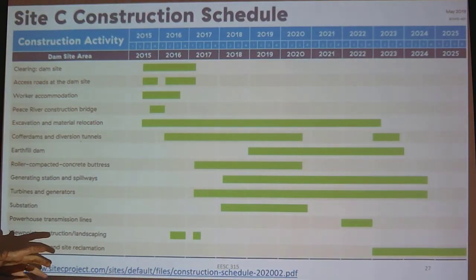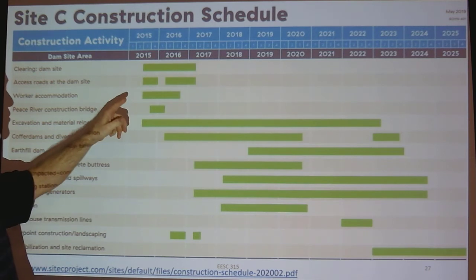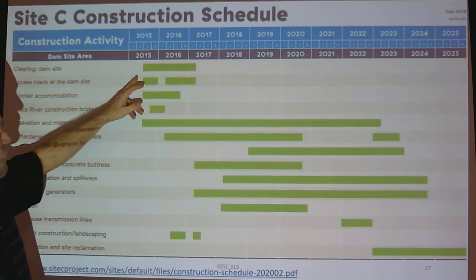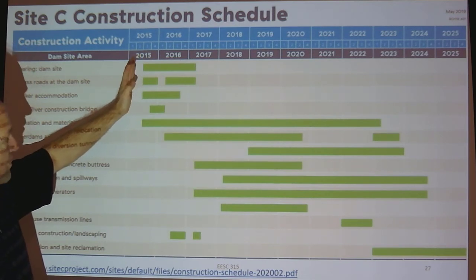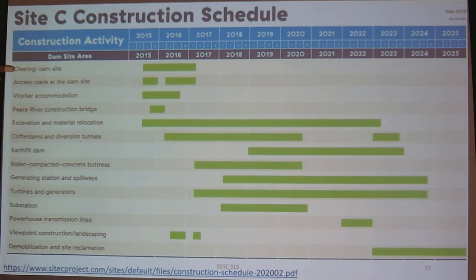So here's their construction schedule. It was approved, I think at the end of 2014, might have been early 2015, but this is essentially when they got their approvals. And what's happened since then: dam clearing, access roads, worker accommodations, construction bridge, all of that is done.